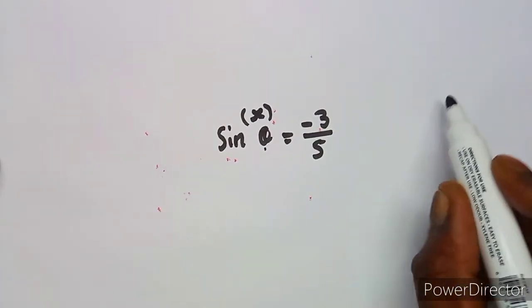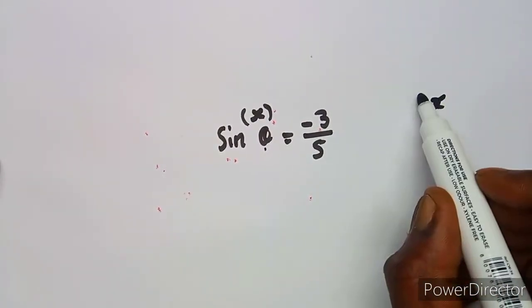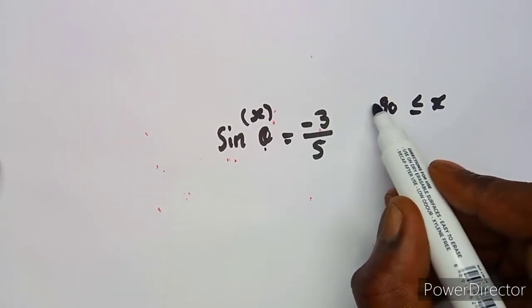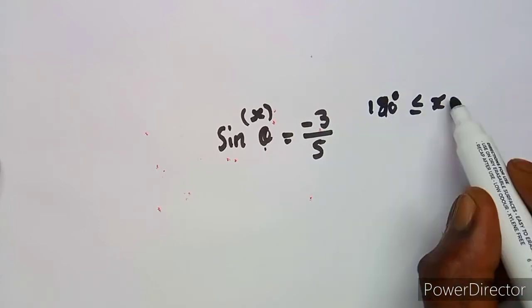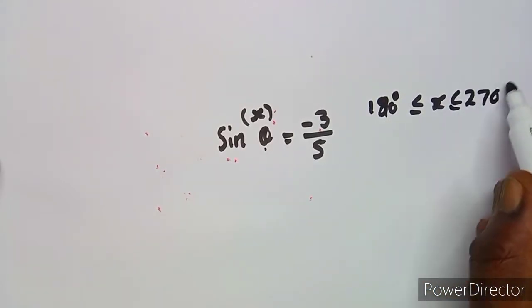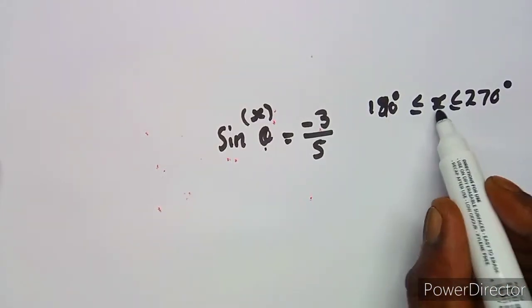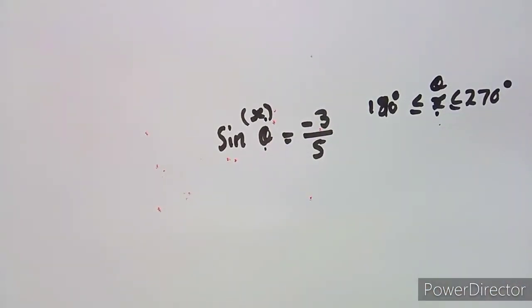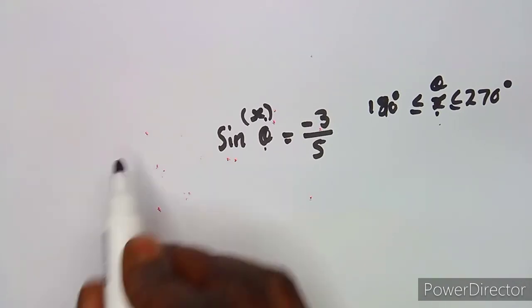Then they will give you the condition of that x: greater than or equal to 180, and less than or equal to 270, like this. This is the question. Like I said, this can be x or it can be theta. So they can put it as theta, or they can put it as x. So this is what we are given.